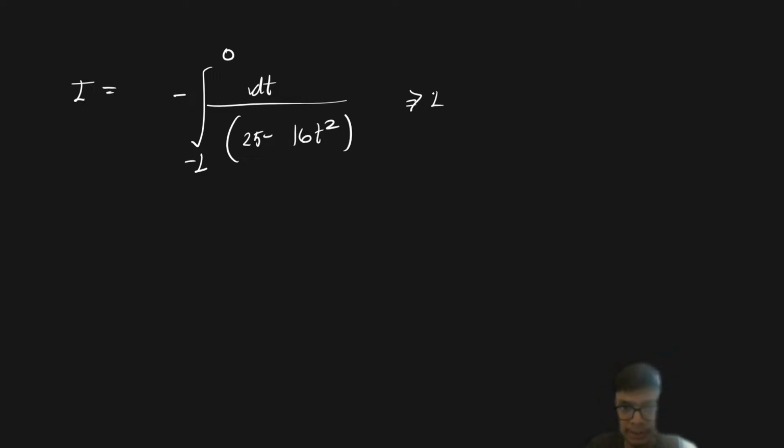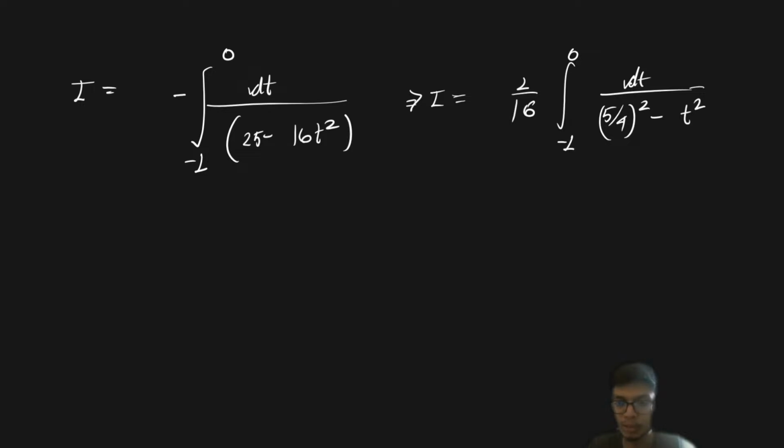I have no issue. Then your integral is simply, now what you can do, you can make 16 common. So 1 by 16 as common, and integral -1 to 0 dt upon 5 upon 4 whole square minus t square. And now we know the formula for integration of dx upon a square minus x square, so this is going to be equal to 1 upon 16. Now 1 by a will come out over here.